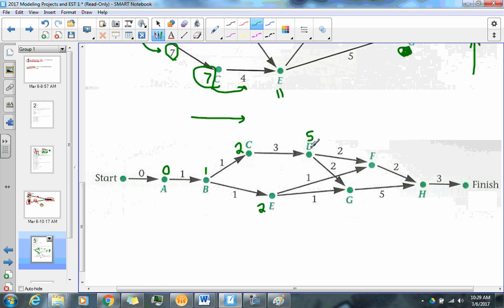It's got 2 arrows coming to it. D, 5 to 2, that would be 7. Or E, 2, 1, that would be 3. Well, the longest time would be 7. F would be 7. 5 to 2 is 7 versus 2 to 1. And then H here, that would be 7 plus 2 is 9, or 7 plus 5 is 12. Well, H would be 12. And lastly, the finish would be 15. So hopefully you learned something. That's EST. Thank you.